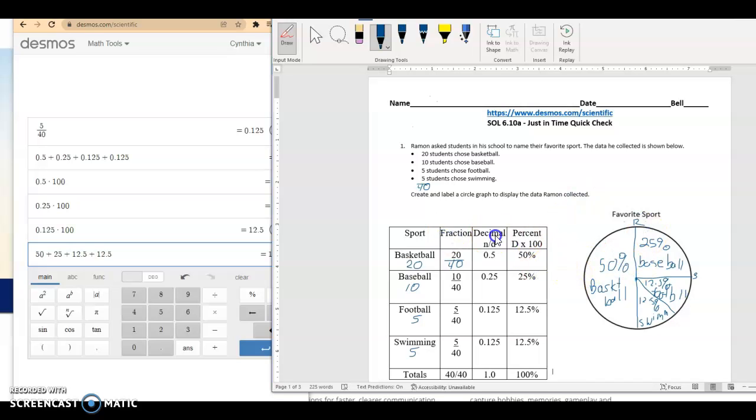So in sum total, what you're going to do is first make a chart with your fractions, decimals, and percent, and then you're going to fill those percents in as close as you can on the circle graph. Let me know if you have any questions.